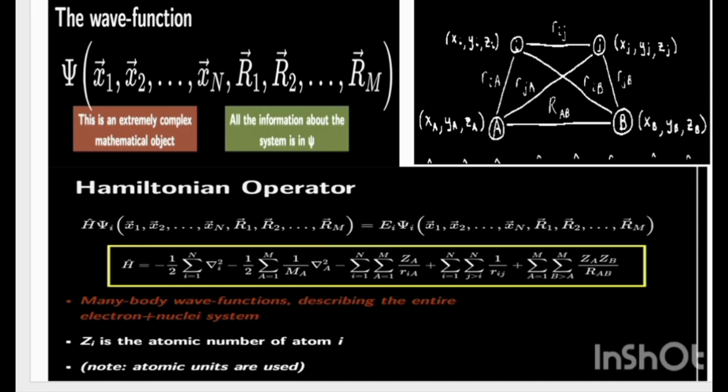When we write the Hamiltonian or the Schrödinger equation for this many body system, we arrive at the kinetic energy of the electrons, the kinetic energy of the nuclei, the Coulombic interaction between the nuclei and the electrons, and the Coulombic interaction between two electrons and between two nuclei. And here we are using atomic units in order to simplify our problem.